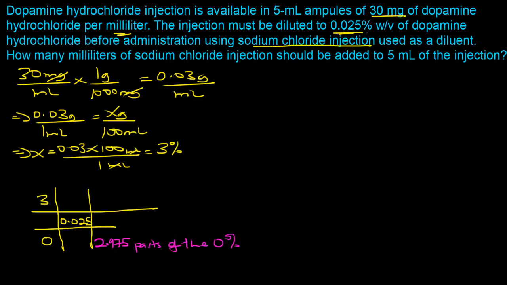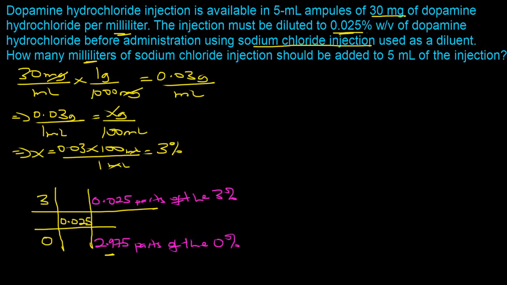We do a similar thing, and this time we take the desired concentration 0.025, and from that we subtract 0, which is the lower concentration, and that gives us 0.025, and this is the parts of the 3%. So now that we know the ratios of each of those components in your mixture, we need to determine the exact volume of the diluent, which means we are interested in the parts here, the 2.975 parts.